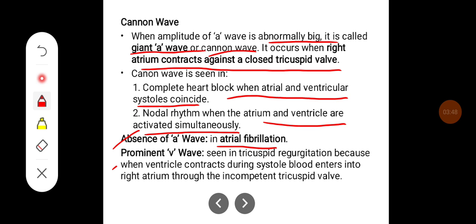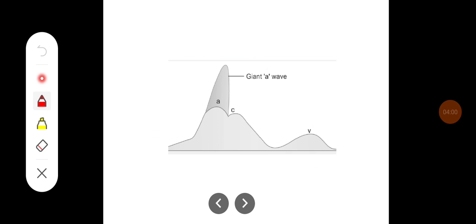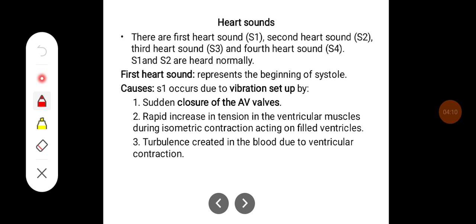The prominent V wave is seen in tricuspid regurgitation because when the ventricles contract during systole, the blood enters into the right atrium through the incompetent tricuspid valve. So this diagram shows an abnormal A wave, that is a very tall A wave, which is called a giant wave or cannon wave.